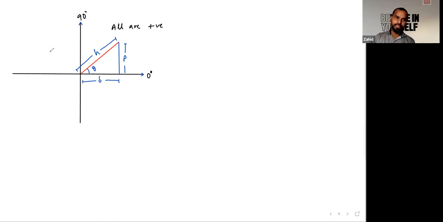But if you draw a triangle in the second quadrant, the base will move to the negative x-axis, so it will be negative. Perpendicular would be along the positive y-axis, so it would be positive. So the terms containing base would have negative values. In this second quadrant, sine theta and its reciprocal cosec theta would be positive, and the rest of the terms would be negative.